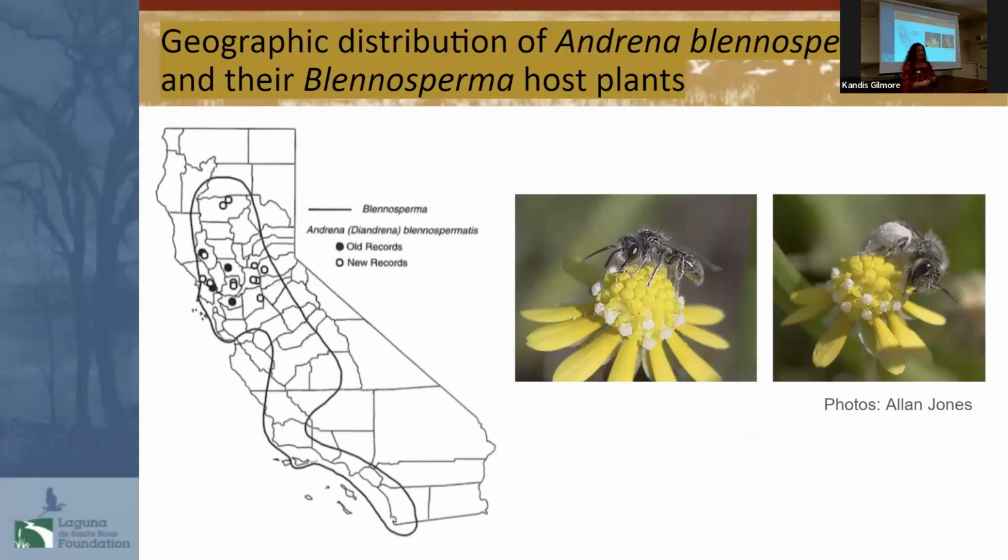So, through their research, Thorpe and Leon found the geographic distribution on this map. The black line is the geographic distribution of the Blennosperma plants throughout California, and the dots are where they found the specialist bee within their distribution.